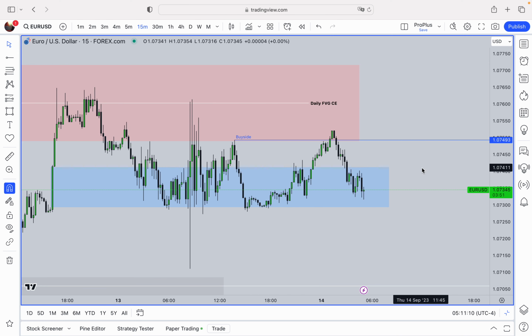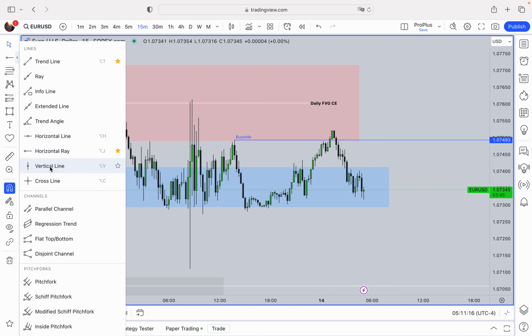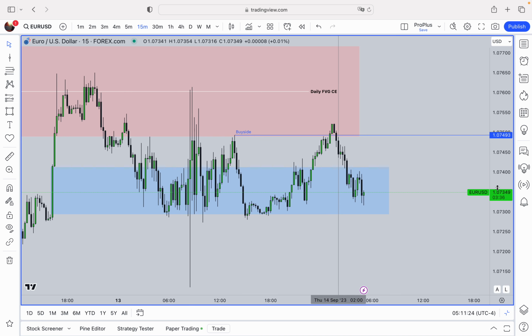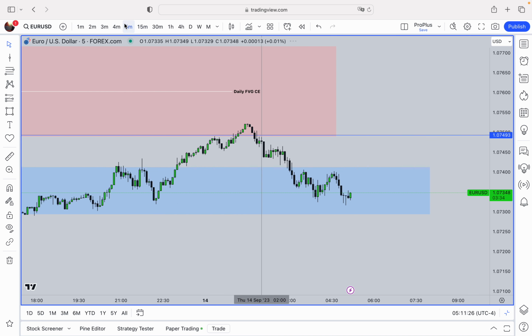So the kill zones is where you're supposed to enter. So 2 a.m. to 5 a.m. is the London kill zone. So 2 a.m. here, so anywhere from this you can enter. So we go on to the 5 minutes.